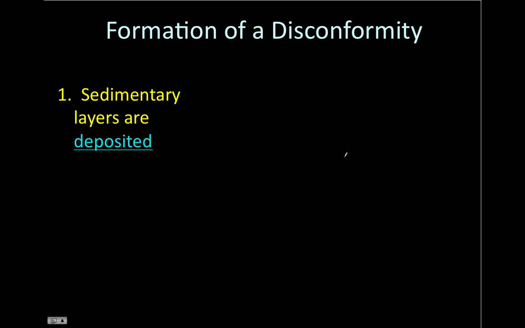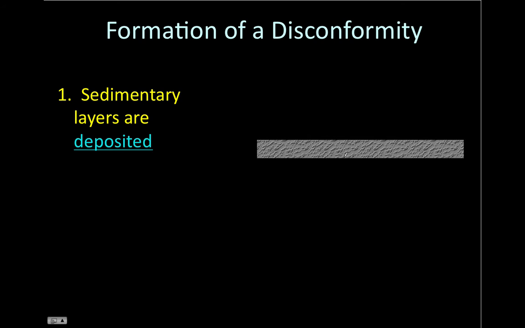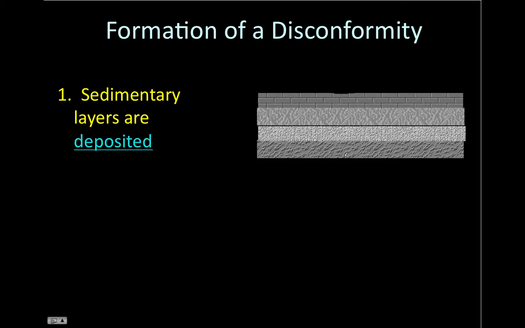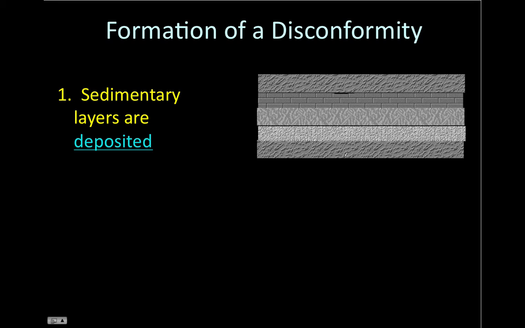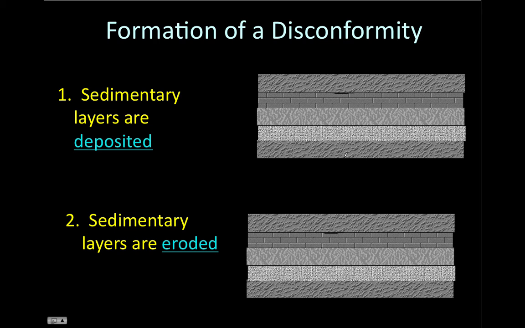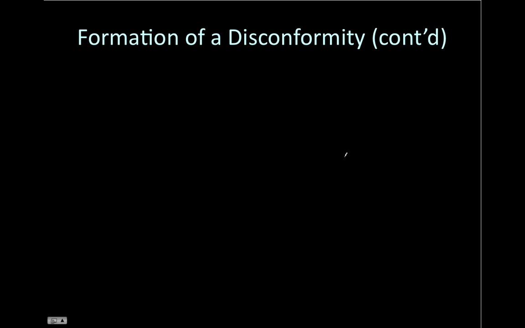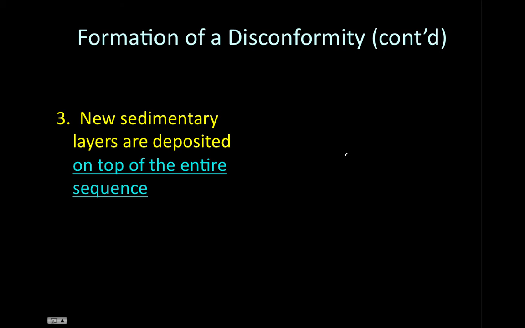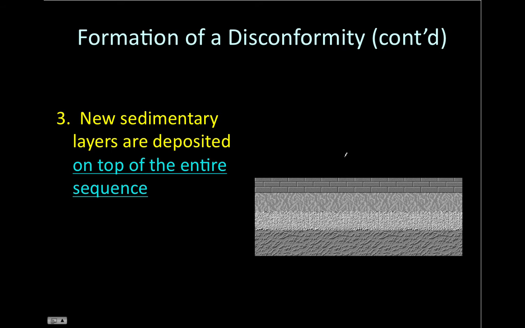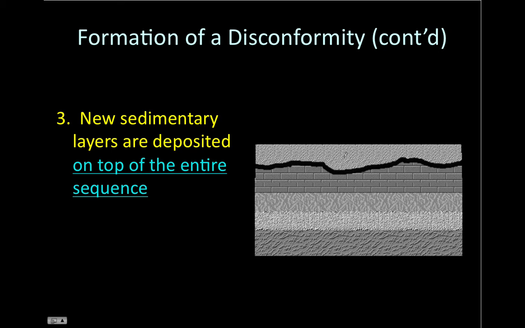So first we have sedimentary layers which are deposited. So I'll show a sequence of layers that are being laid down. And then the next step is that the sedimentary layers shown above are eroded. So if I have all the layers from the previous picture, but I erode the topmost layer. The next step would be a new sedimentary layer deposited on top of the entire sequence. And so now we have some new layers deposited on top.